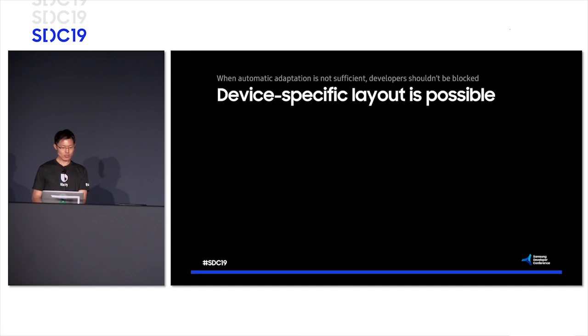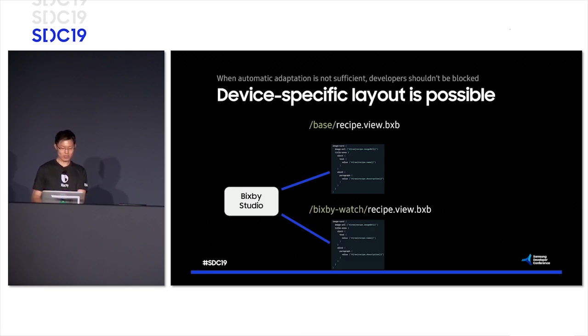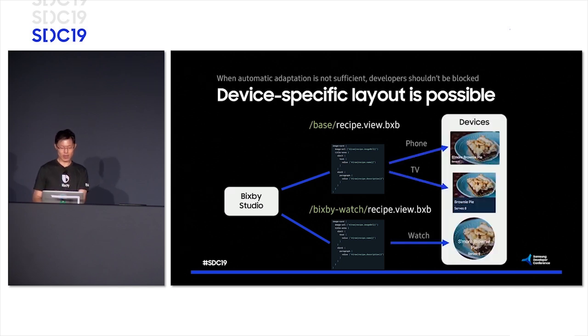This automatic adaptation approach will work for many cases, but we know that there will be some edge cases where this is not sufficient. And we believe that developers shouldn't be blocked. That's why we provide device-specific layout. For example, you can create a base layout that will work for most devices. When you want to optimize the layout for watch, you can create a separate layout inside the Bixby-watch directory. Once you do that, when it's running on watch, it will be using the watch-specific layout, while other devices use a layout automatically adapted from the base layout.